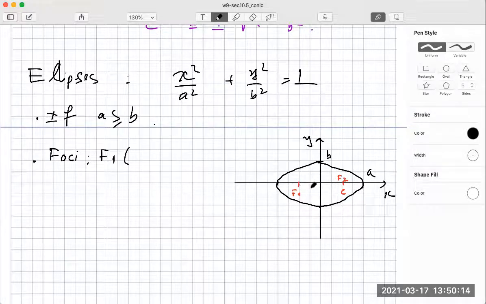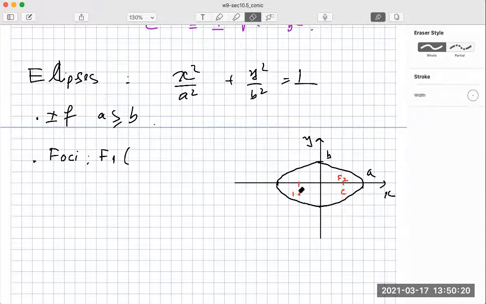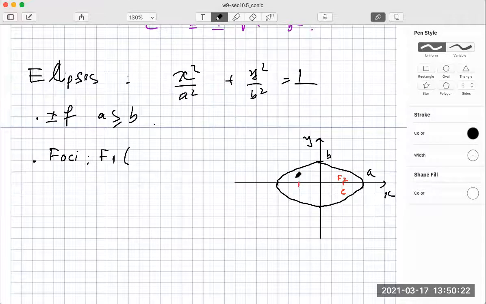And F1, the coordinate of this will be, what is it? Negative c, 0, thank you, very good. And what is the coordinate of F2? c, 0, very good. That is the second thing, right? The foci.